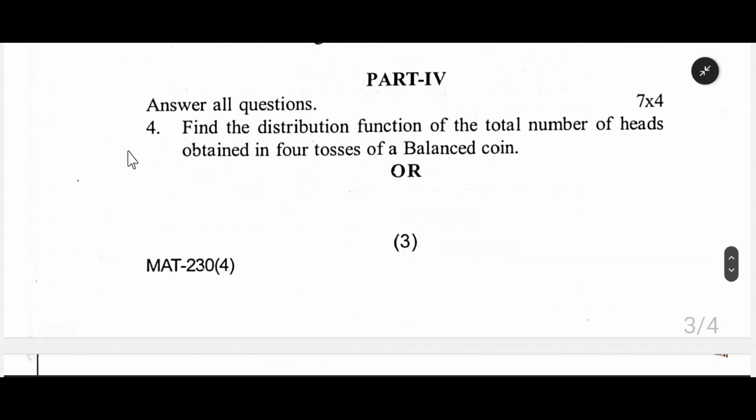Number 4. Find the distribution function of the total number of heads obtained in 4 tosses of a balanced coin.